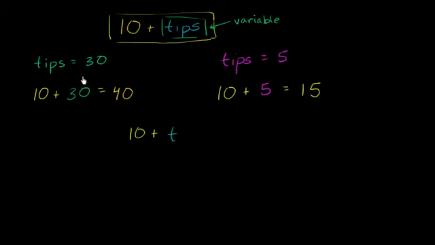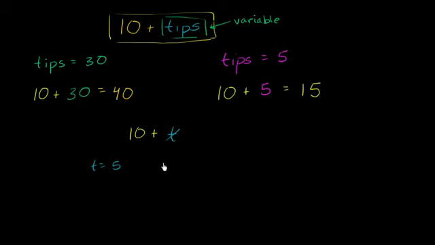And so then we would say, okay, what happens when t is equal to 30? Well, then this evaluates to 10 plus 30, which would be 40. What would happen if t is equal to 5? Well, then this would evaluate to 10 plus 5, which is equal to 15.